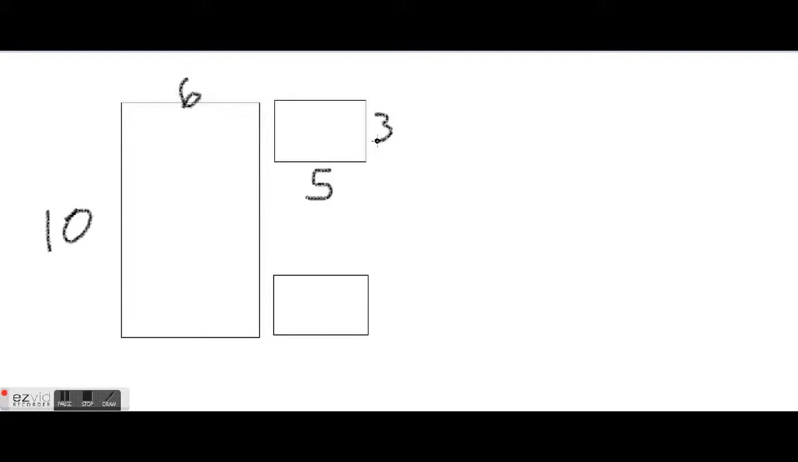And 6 times 10 is 60. So all we have to do is add 60, 15, and 20. And then our answer is 95 square feet. That's done.